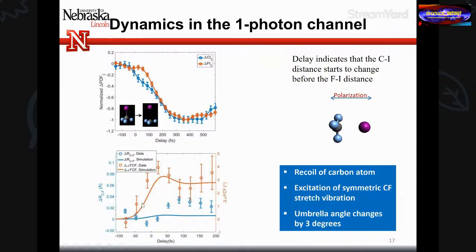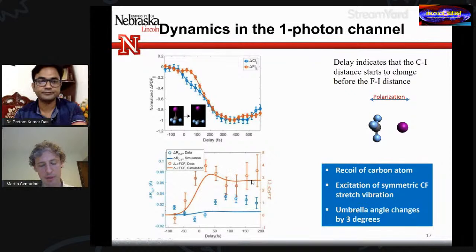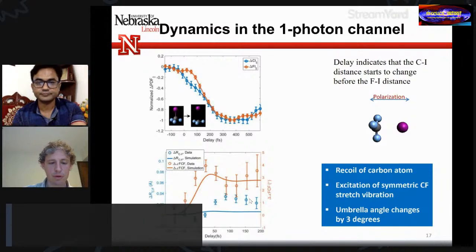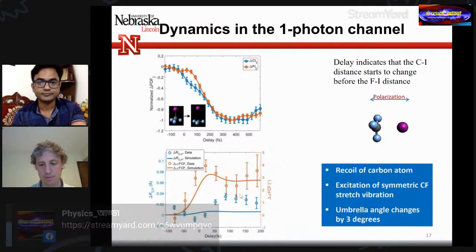And what you can see here is a change. So this CF3 fragment, it's vibrating like this, but this vibration is very fast. But there's still a change in the average angle, and this is what we see here, that the average angle increases by about 3 degrees, and the bond length increases by about 0.02 angstrom.